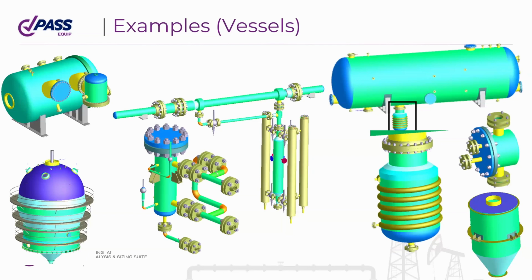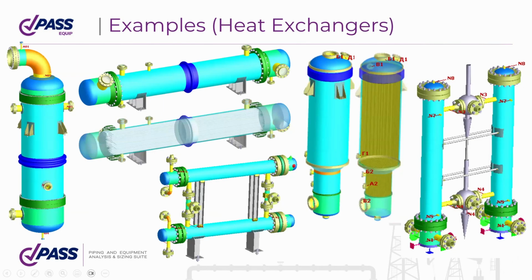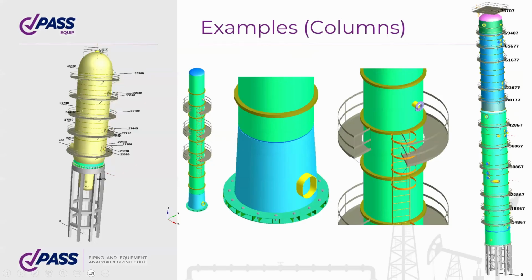This is complex models of pressure vessels. And this is some models of heat exchangers, including a double heat exchanger connected with several links with additional loads. And some examples with columns with different types of support structures, platforms, and big columns with several shells, cylindrical, conical.